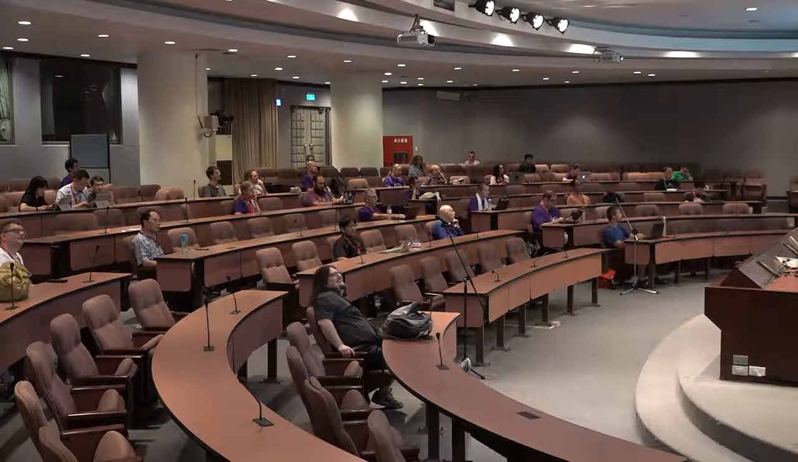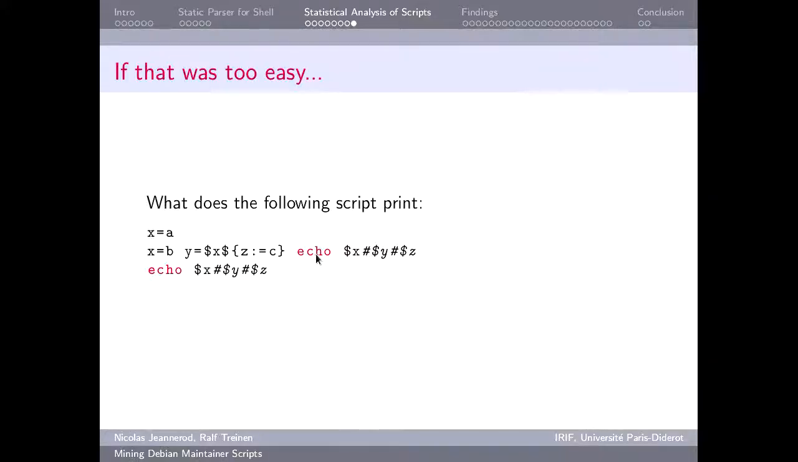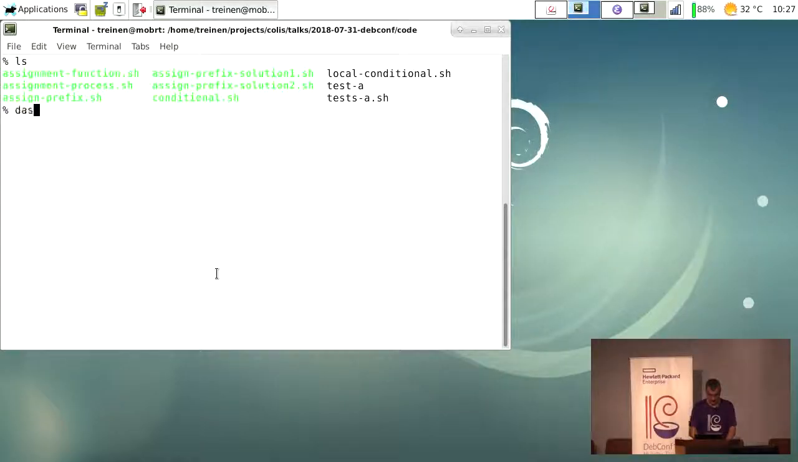Okay, so I think we have to hurry up a little bit. Just to show you that this is a more complicated case, this is kind of surprising. In case you don't know what it means, here you have a prefix assignment, then you have here something which will spawn a process, and then you echo something. And in fact, what happens here, I can execute it with dash, assignment process. What it does is it prints A.